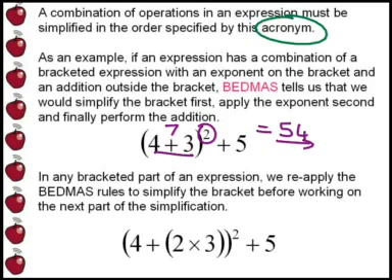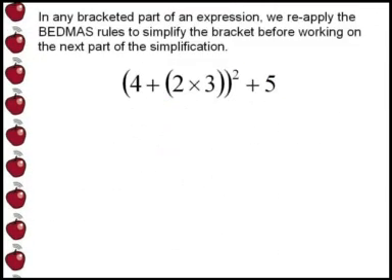And then, in any bracketed part of an expression, we reapply the BETMAS rules to simplify the bracket before working on the next part of the simplification. Now, what I mean by that is, if we have a set of brackets, but inside the brackets there is another set of brackets, we take it from the inside and we work gradually outwards towards the outer brackets, or the outer edges of the final set of brackets.